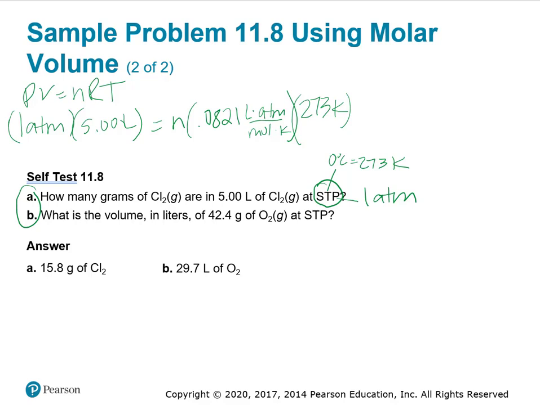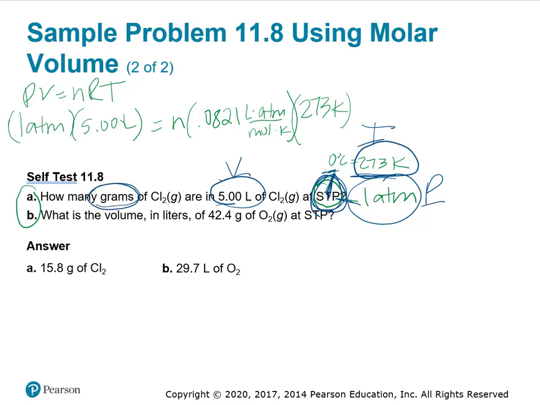As soon as I see STP, I write down that standard temperature is 0 degrees Celsius, which is 273 Kelvin. So we're given temperature, and we know standard pressure is 1 atmosphere. So we're given a pressure, and we were given a volume. So I know a volume, a temperature, a pressure, and we want to know grams, which, in order to get to grams, I need to know moles. So that's my question mark. That makes me think I'm going to use PV equals nRT because that equation has all of those variables.